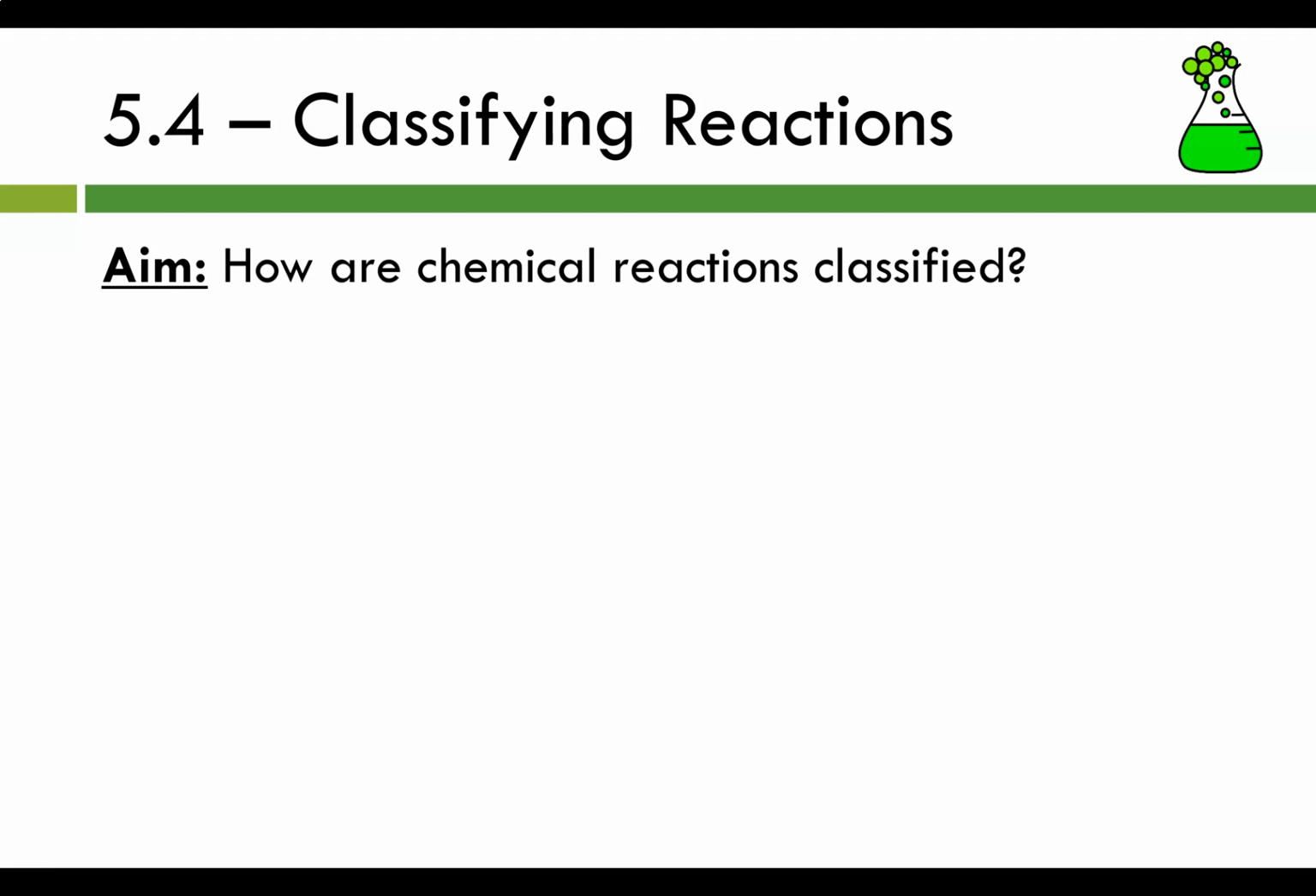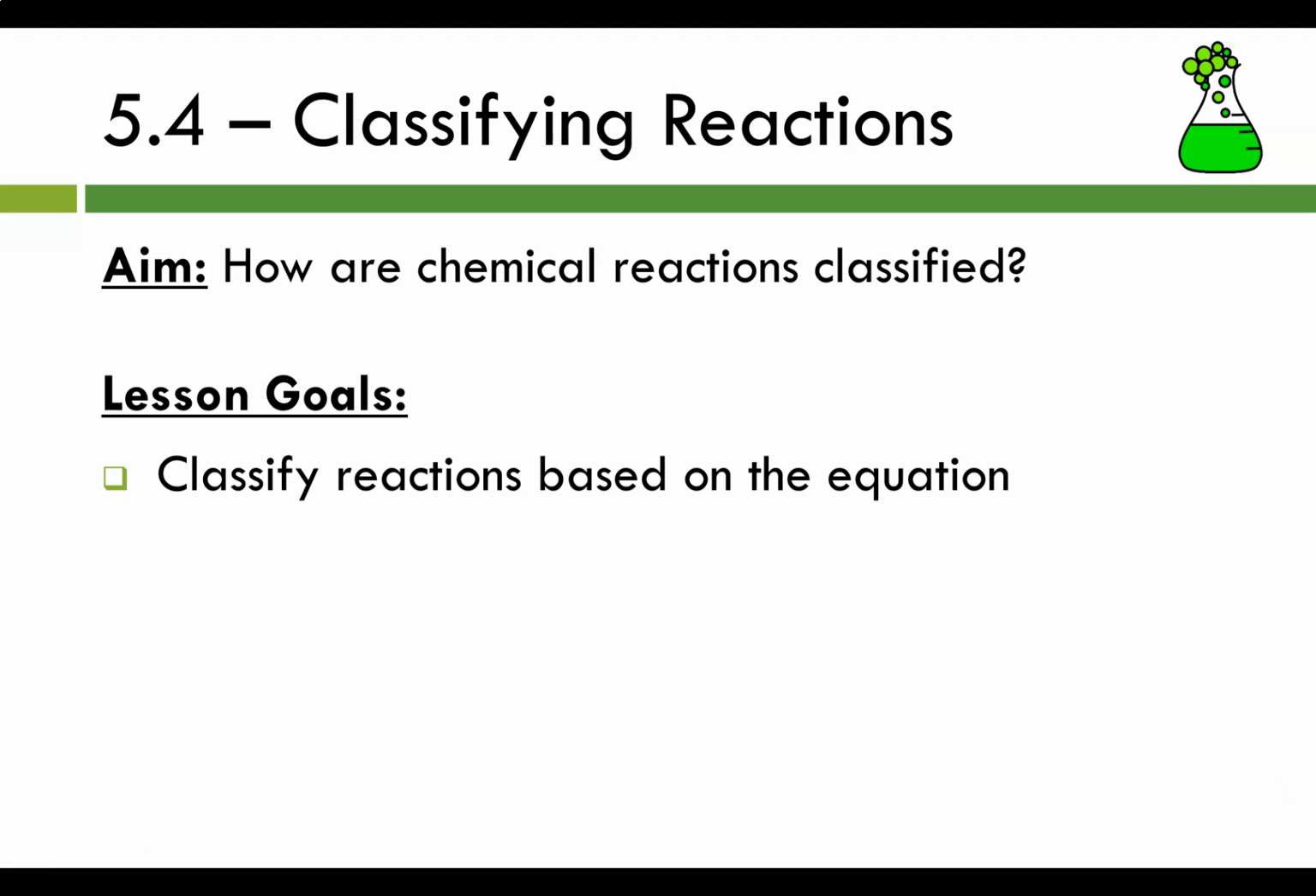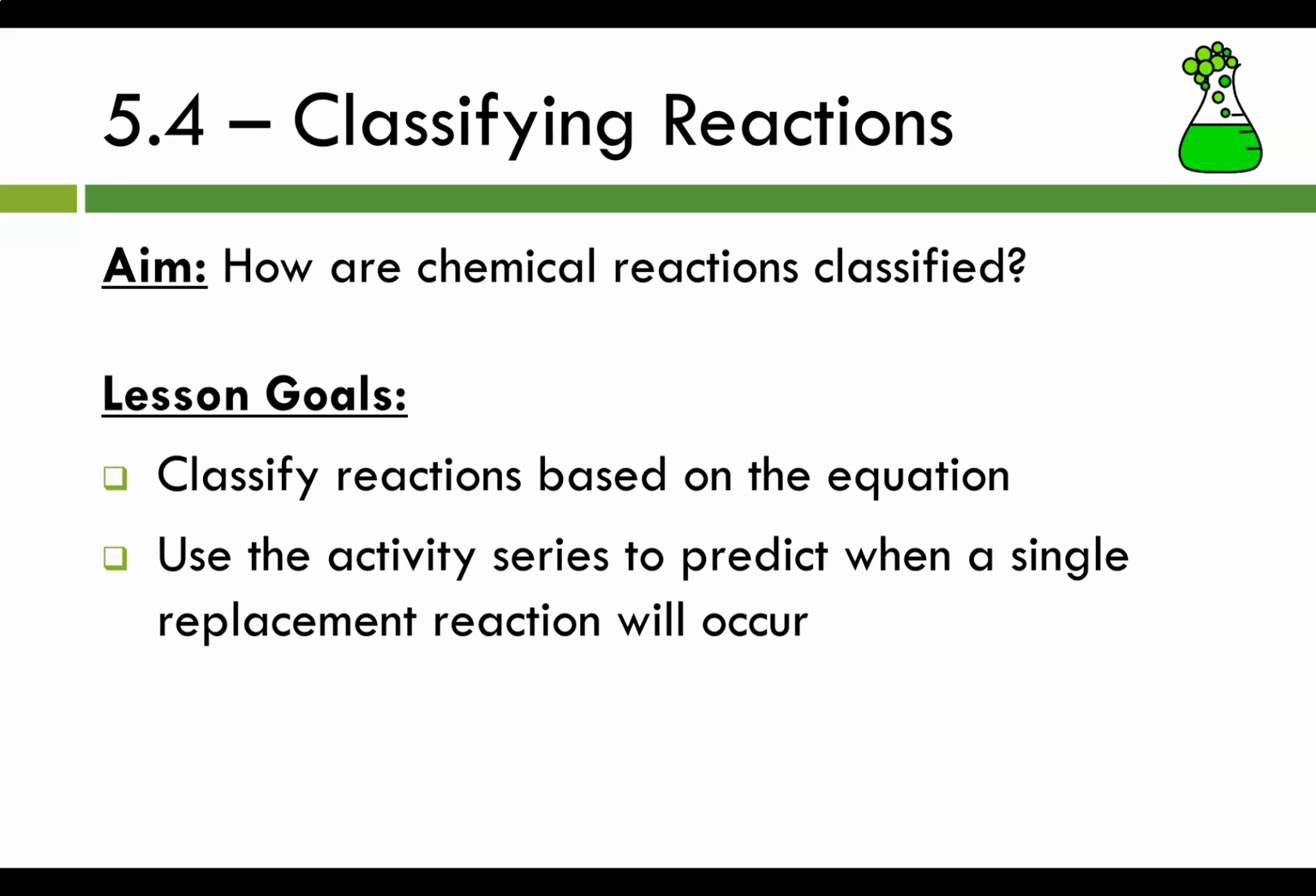On today's lesson we're going to look at chemical equations and try to determine what type of chemical reaction is taking place. So, goals for today's lesson. We're going to classify reactions based on the equation. We're going to learn 5 different reaction types. And we're going to be able to use the activity series to predict when a single replacement reaction will occur. I would argue that this top one, classifying reactions, is the bigger takeaway from today's lesson.